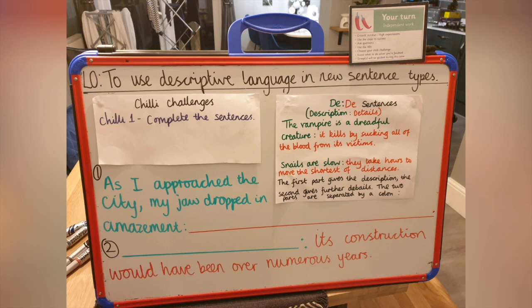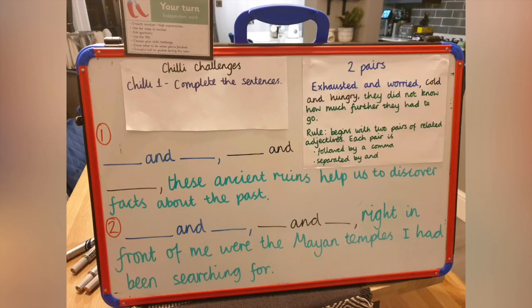The other 2 sentences are 2 of the 2 pairs sentences. In these sentences, you need to describe the ruins. Something and something, something and something. These ancient ruins help us to discover facts about the past. And the second one, something and something, something and something. Right in front of me were the Mayan temples I had been searching for.